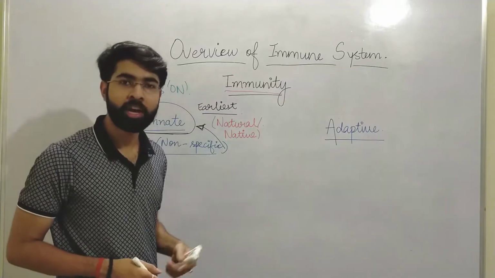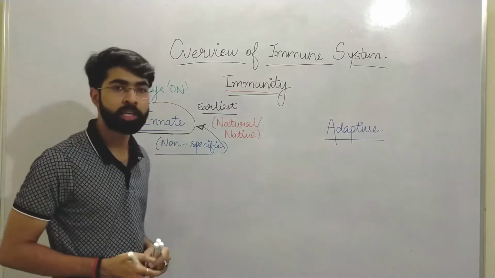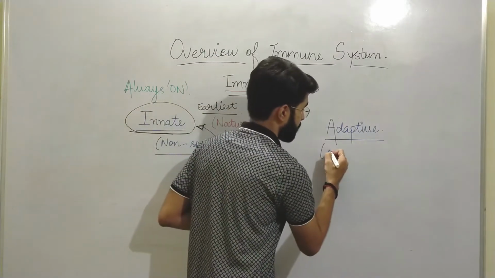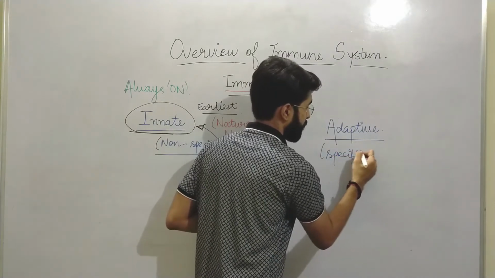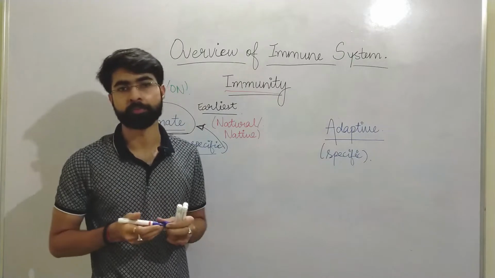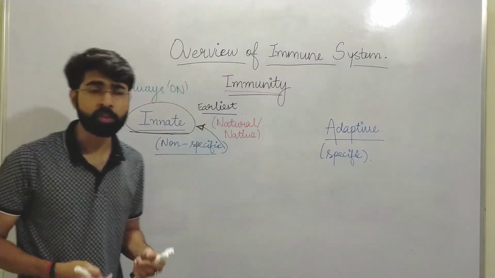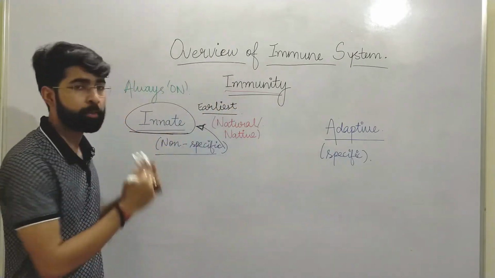So guys, now that we have discussed a non-specific immunity known as the innate immunity, we'll be discussing a very specific type of immunity known as the adaptive immunity. Why specific? We'll tell you. So why is it different from the innate immunity?